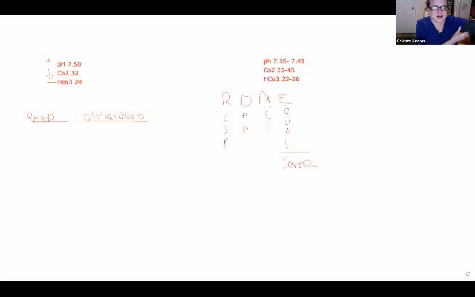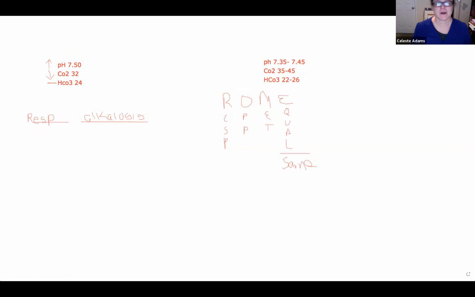So that's how you get your respiratory alkalosis. Your first step, you're going to determine whether it's acidosis or alkalosis based on your pH. Second step, you're going to see which one out of your CO2 or your HCO3 is abnormal, and you're going to compare it to your pH and see which direction it's going in. If it's going in the opposite direction, it's going to be respiratory. If it's going in the same direction, it's going to be metabolic.